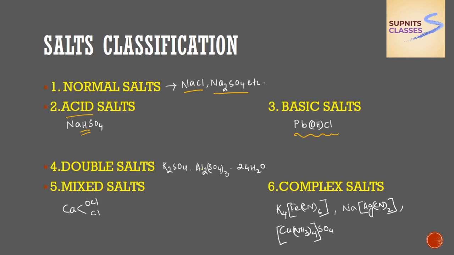Next will come double salt. Double salt is basically two normal salts together forming an addition compound. These are generally crystals, and these crystals are called double salts because they will have properties of both kinds of salt, here K2SO4 and also Al2(SO4)3. Both salts' properties will be present in the double salt. This thing, my dear friend, is called potash alum.